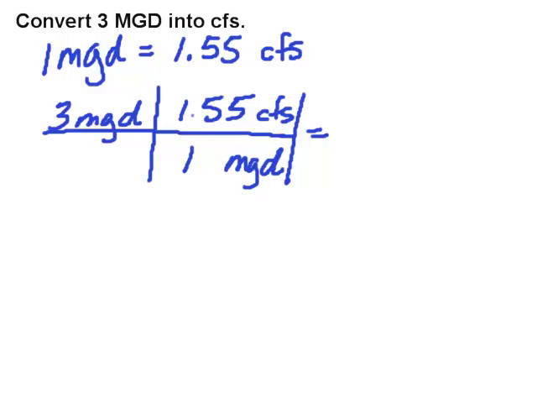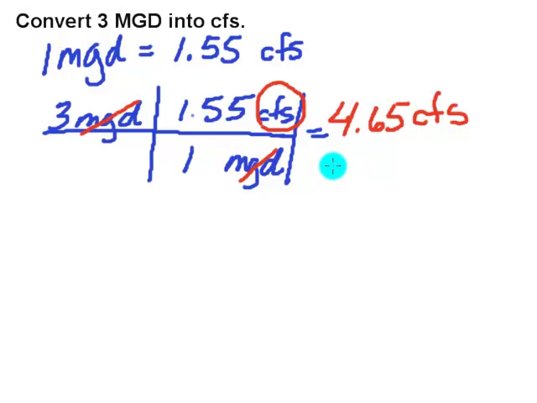Okay, so if you remember back to all of the stuff that we've done here so far, only tops and bottoms can cancel. So that means MGD on the top cancels with MGD on the bottom, and it leaves me with CFS on top. So I'm going to just carry that down here, and it's going to become part of my answer. Everything on the top gets multiplied, everything on the bottom gets divided. So 3 times 1.55 CFS gives me an answer of 4.65 CFS.